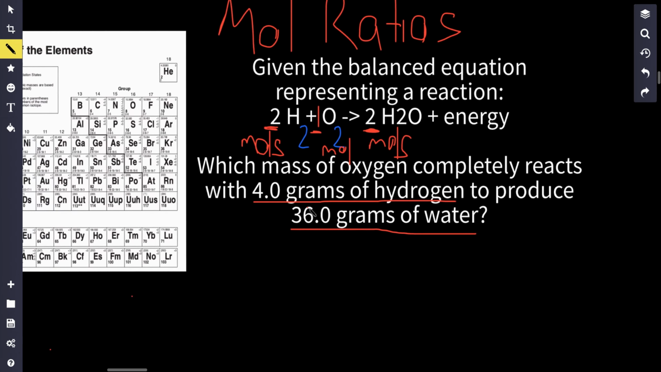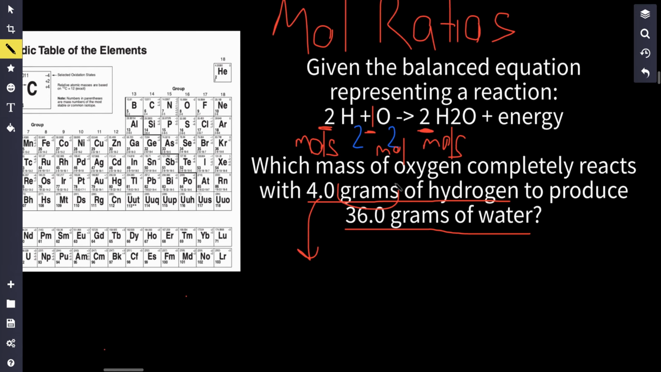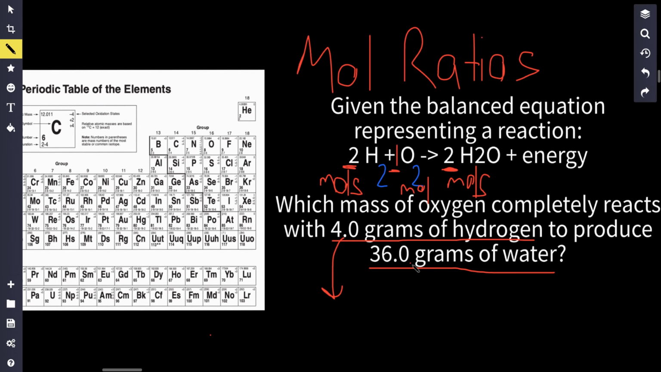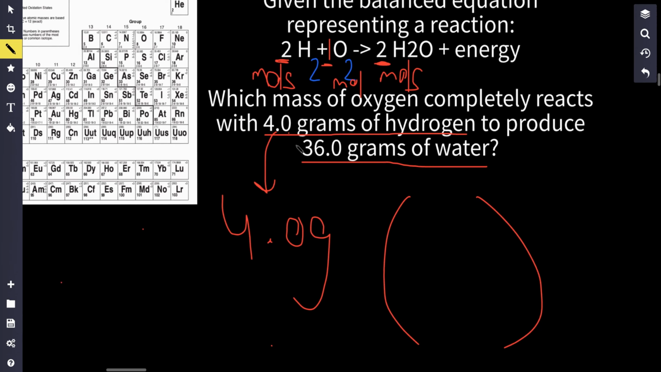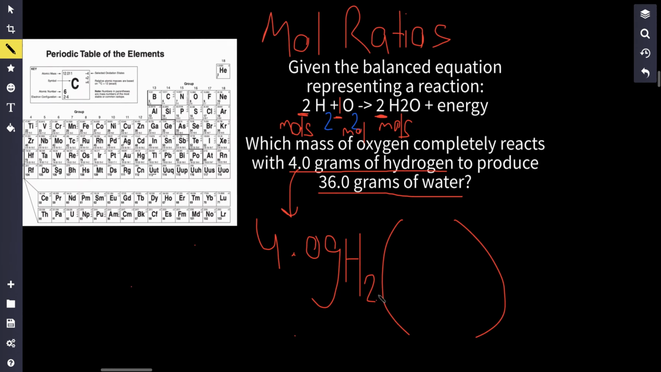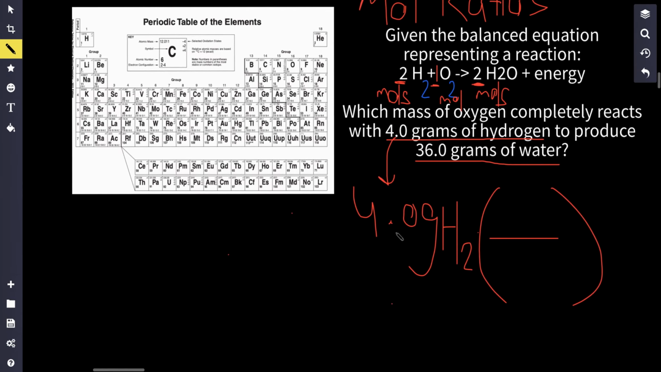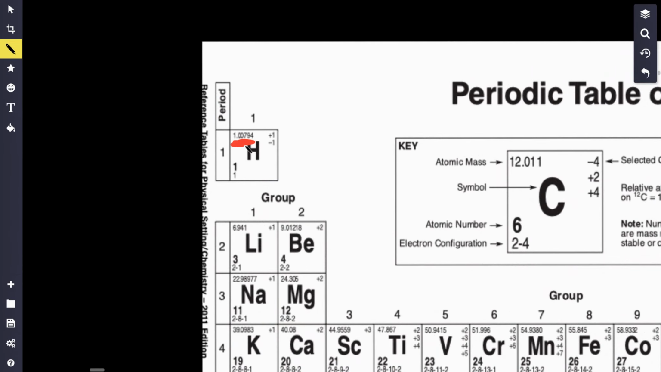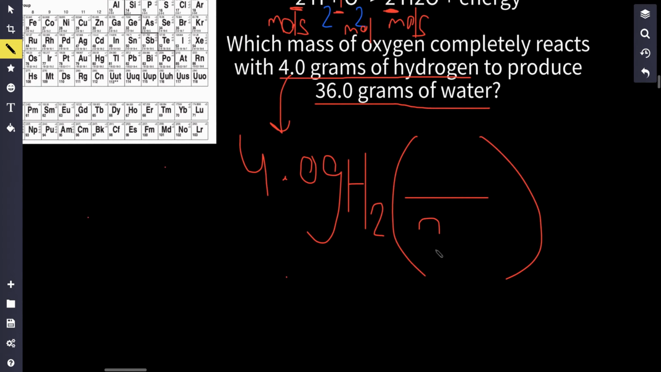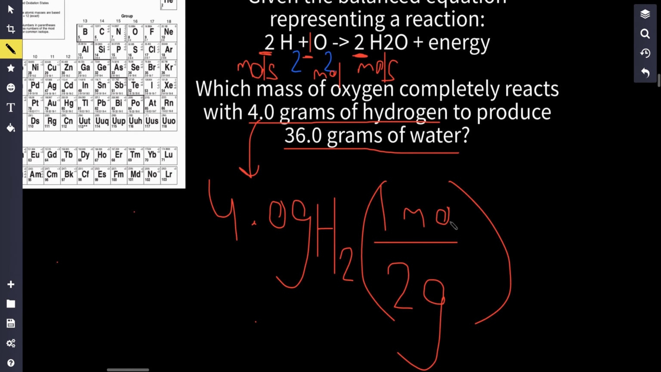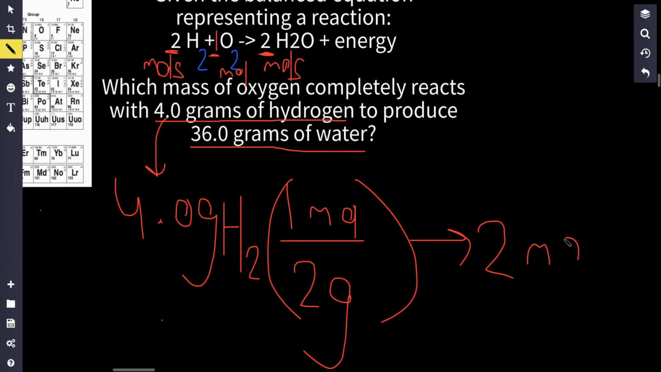So how do we approach this problem? If I have 4.0 grams of hydrogen, what mass of oxygen is needed? For starters, whenever you see grams, and we're dealing with mole ratios, you're going to convert the grams into moles. Hydrogen gas is in my equation, and the molar mass of a single hydrogen is approximately 1 gram. So H2 is going to weigh about 2 grams for every 1 mole. Doing the math, we get about 2 moles of H2.